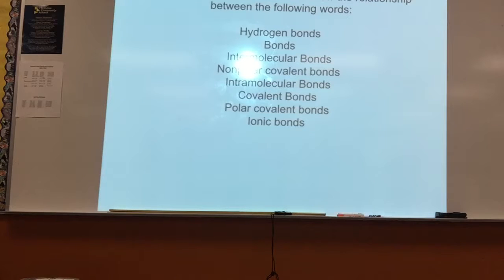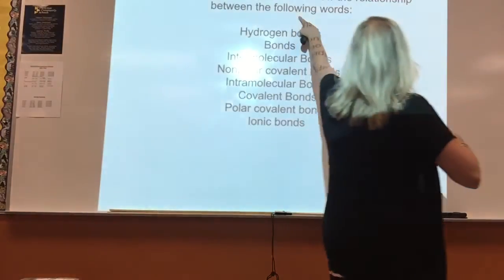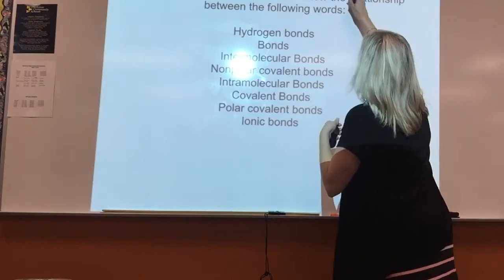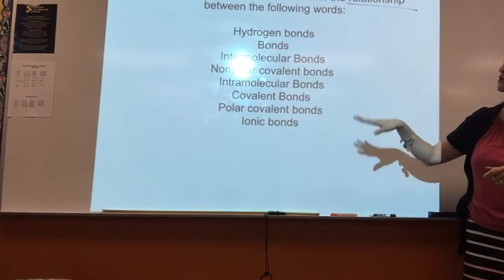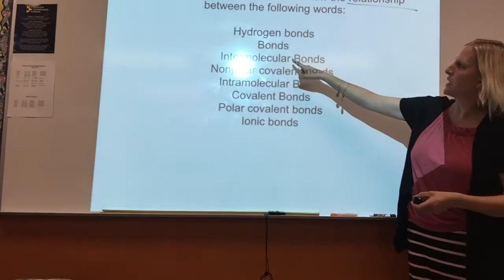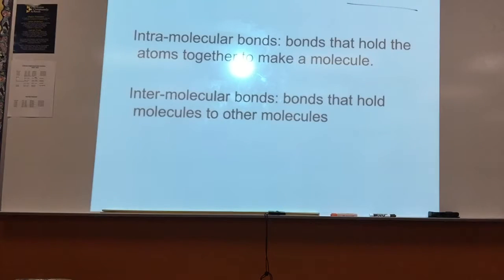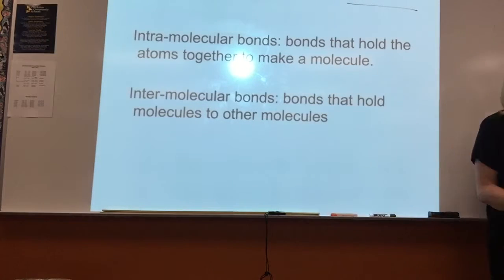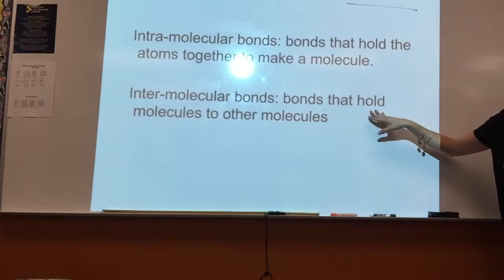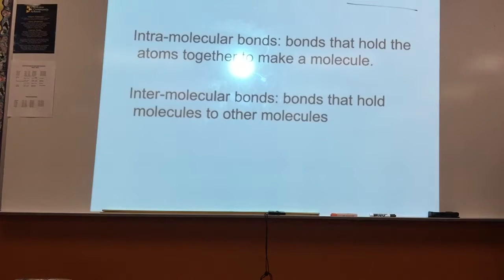But what I'd like you to do for this part here is make kind of a concept map with these words to show the relationship. The key here is making a visual representation to show the relationship. The key there is the relationship part. So I want you to look at these words. There are two words that we haven't yet talked about: intermolecular and intramolecular. I didn't give you this, but I put the definitions up here. Intramolecular bonds are bonds that hold atoms together to make a molecule. And intermolecular bonds are bonds that hold molecules to other molecules. I'm going to jot that down next to it so you remember that.